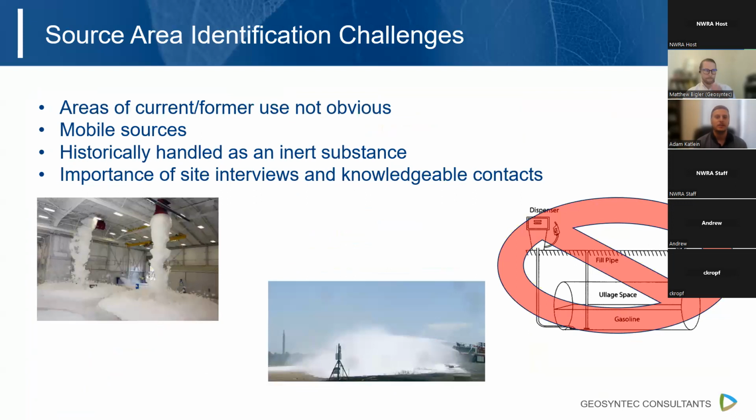Next slide. So to begin with, when we're trying to find source area identification, there are some challenges compared to what consultants or regulators would be looking for in determining past usage. The reason for this is because areas of current or former use aren't obvious. As we mentioned, if there's a fire training facility, that can be obvious, but a lot of the airport or military uses are, if you have a fire for a plane, that isn't going to always be in the same area. It's going to be in a kind of remote area out there that you need to get to.